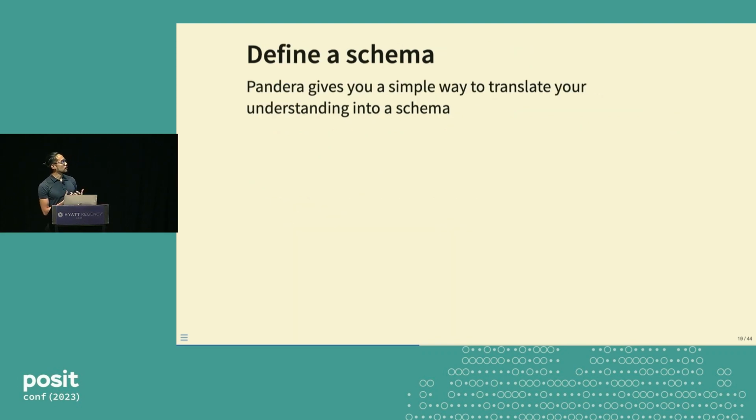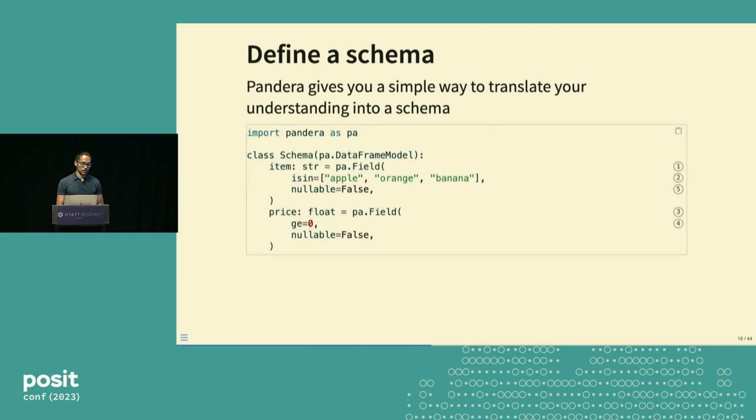So Pandera gives you a very simple way to translate this understanding into a schema. So let's look at our first Pandera schema. First, we import the package. Then we create a class, and hopefully this is clear enough even if you're not super familiar with Python and classes, but hopefully you can read this and see what's going on, where I'm subclassing DataFrameModel, and that's how I define my schema.